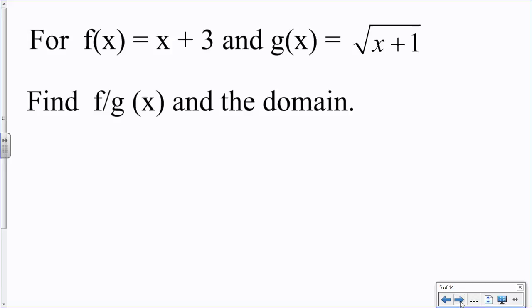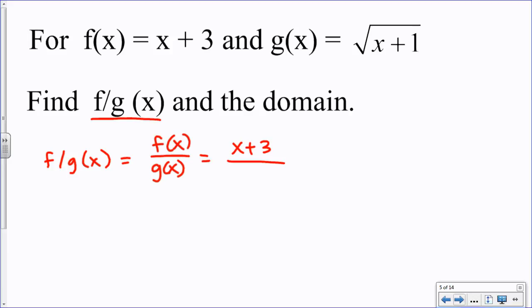So first of all, I want to find the quotient. I want to find f divided by g of x. So that means I'm going to do f of x over g of x. So f of x is x plus 3, and g of x is the square root of x plus 1. So here's the quotient. And then I'm going to talk about the domain, which is the disclaimer part.